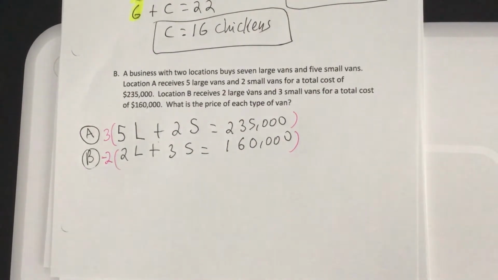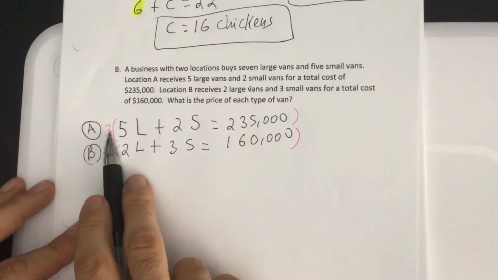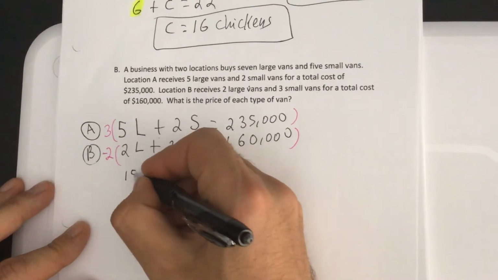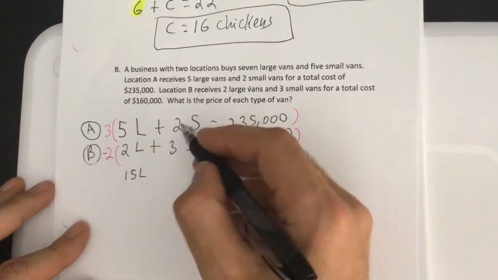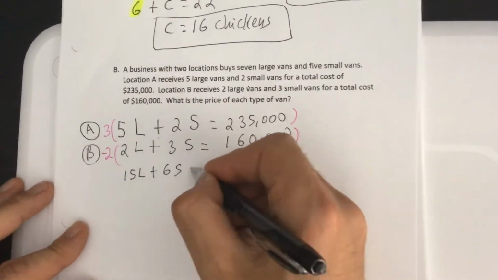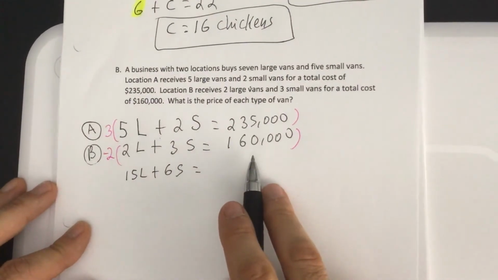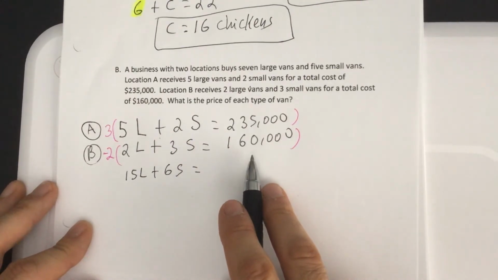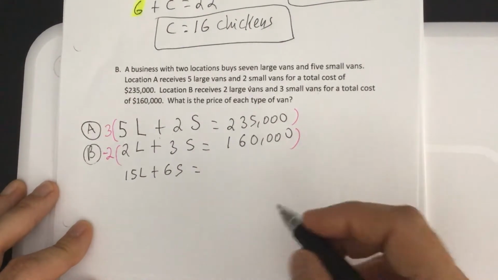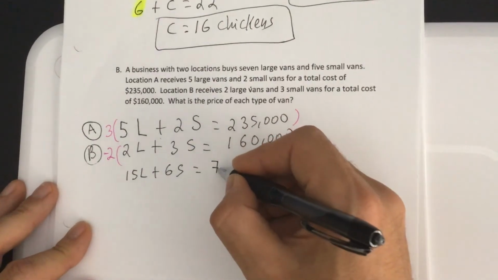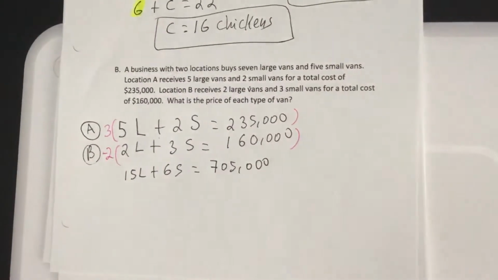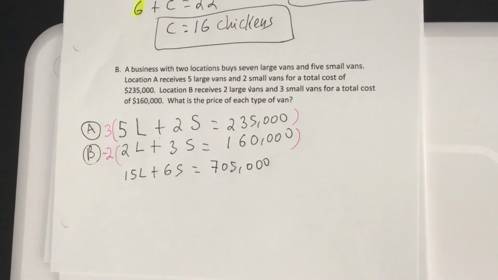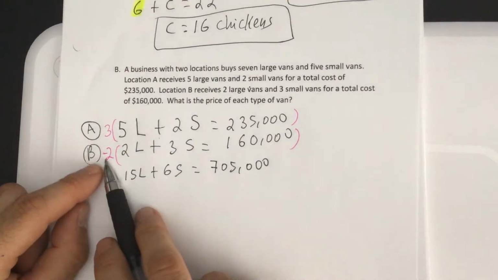And if we do that, we put it together. So 3 times 5L is 15L. 3 times 2S, that will be 6S. And 3 times 235,000, well, that's gonna be about 705,000, if I'm not mistaken. Yeah, that's about right. And then we do the same thing in the bottom.